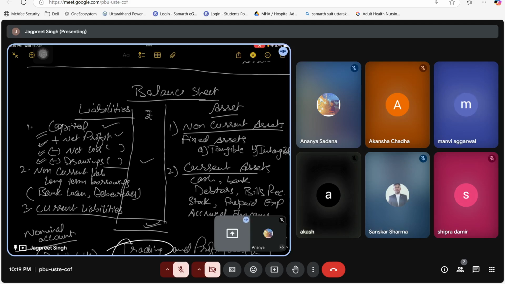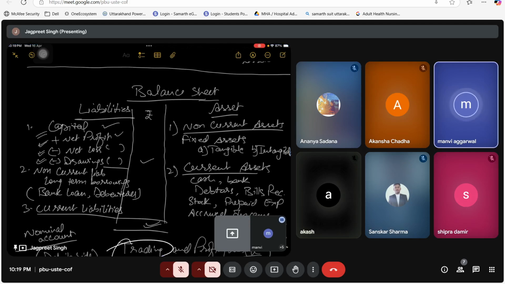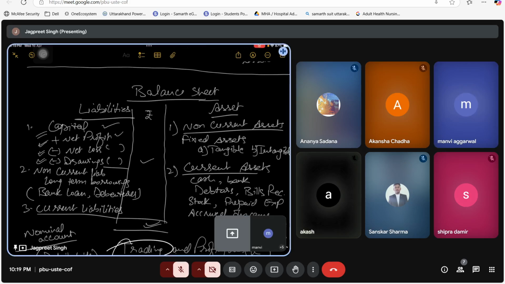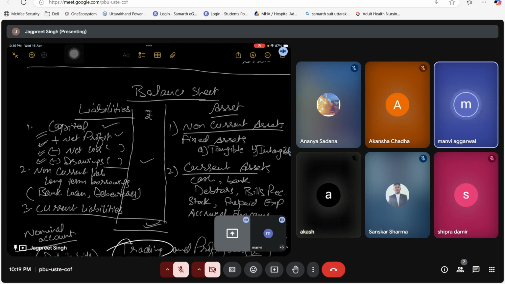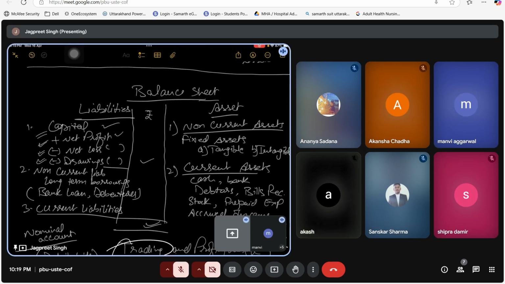So I told you drawings was something. Drawing is the amount that we take out from the capital for daily routine expenses. Not completely correct. It is the amount which is withdrawn, but not for daily expenses. It is withdrawn for personal expenses. Suppose I am the owner of my business, and I am withdrawing some amount for my personal household expenses. So that will be considered as drawing, right?